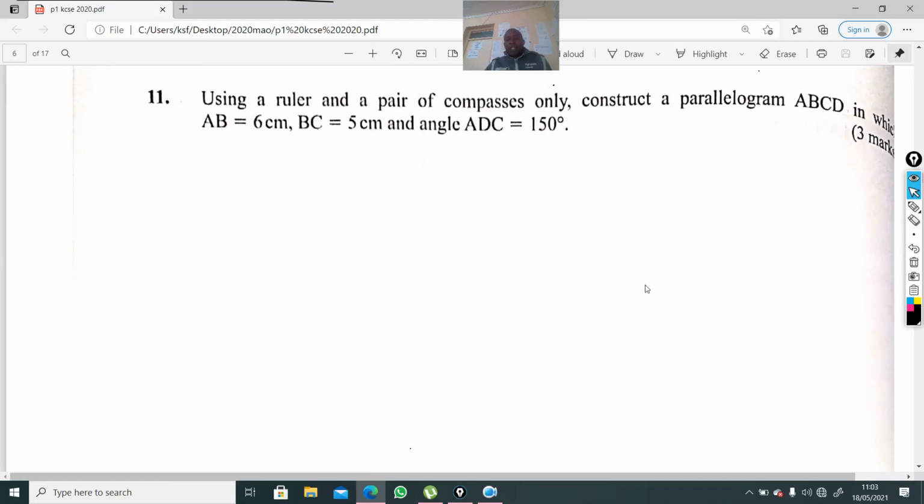Using a ruler and a pair of compasses only, construct a parallelogram. In this question, I can only advise on how to do it. You are supposed to have accurate instruments. It's good that you use an original Oxford geometrical set and not an imitation geometrical set that will not give you accurate answers. Otherwise, if you get small mistakes in each and every part of the question, by the end the overall result will have a very big deviation, and therefore you will score 0.